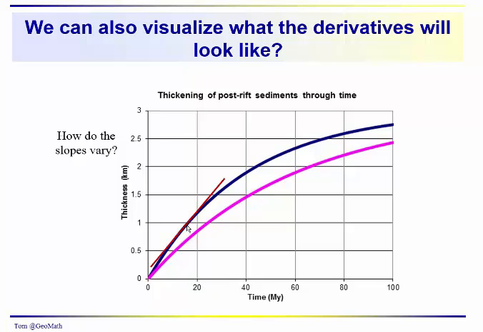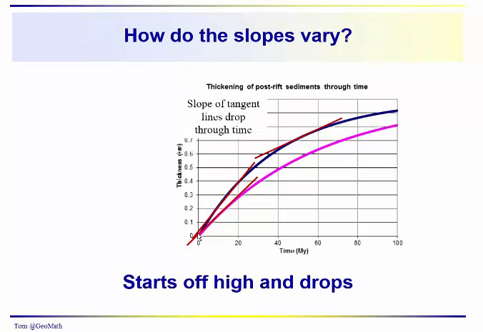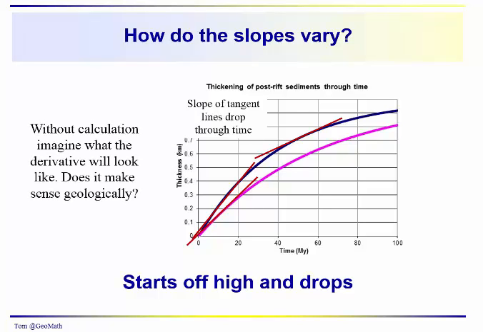And also we note that the sedimentation rates on the darker blue curve are going to be greater than the sedimentation rates on the magenta curve over here, both of which are going to be dropping through time. They're going to start off high and drop through time. So without doing any calculation at all, we can imagine what a graphical representation of the sedimentation rates would look like for both of these functions.